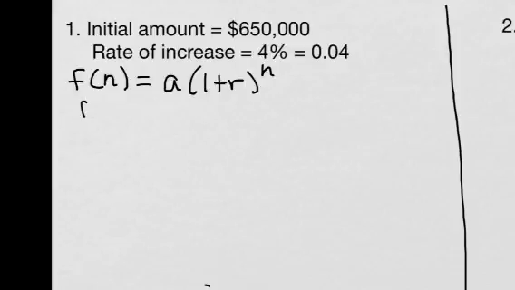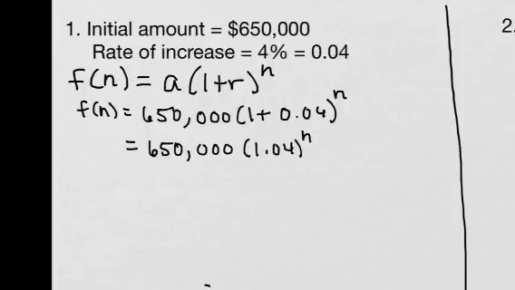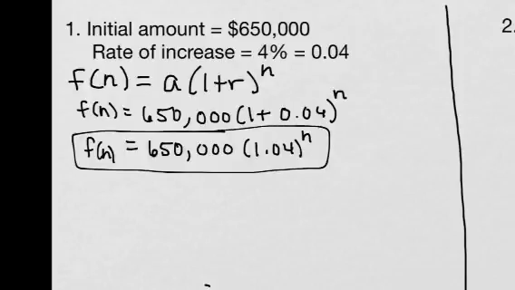So we're going to write f of n equals 650,000 times, and then the rate is 4% written as a decimal, to the n. Okay, so this is 650,000. So we simplify what's in the parentheses. And so f of n, I forgot to write this earlier. This is the function that represents the situation right there.